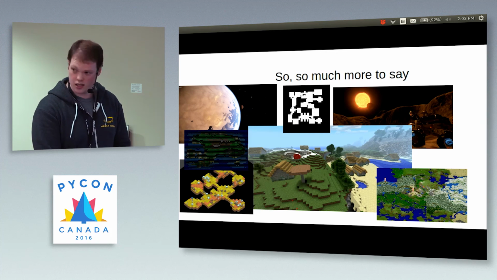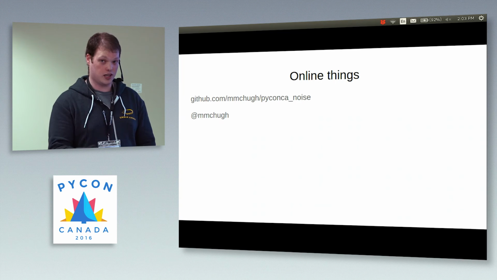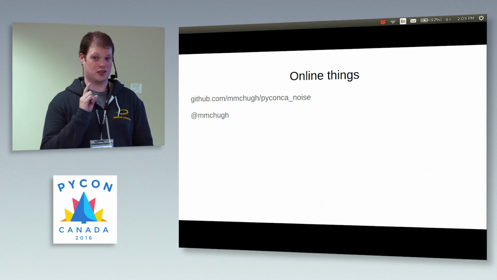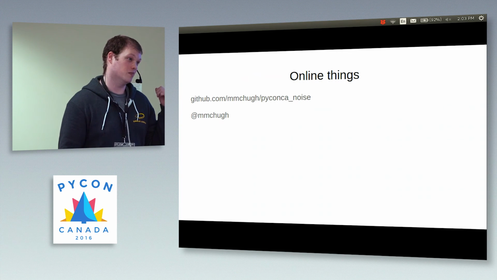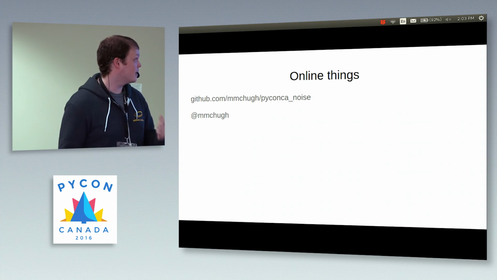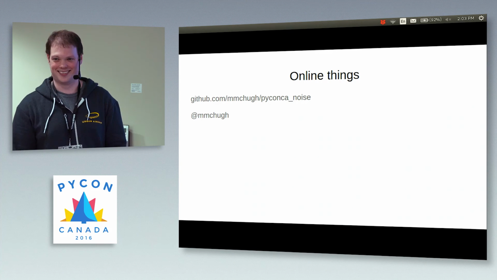I have all of the code that I used to generate those images available on GitHub. So you can go and see the Python, you can see the JavaScript that rendered it, and you can just go mess around adding filters and trying different kinds of noise and see what you get. And that's that.